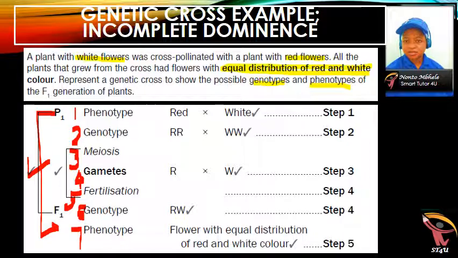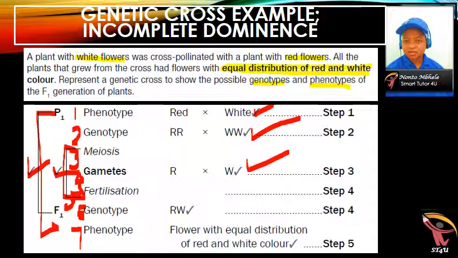So then what is the answer? The answer will be the red crossed with white, or the white crossed with red, in word form. Then your genotype will be expressed in letter form. So what is it? It's your red, big letter R and big letter R, crossed with big W and big W. Then you get a mark, and then meiosis takes place, and then you get your gametes. So you get a mark as well for writing meiosis and fertilization. So your gametes will be big letter R crossed with big letter W.